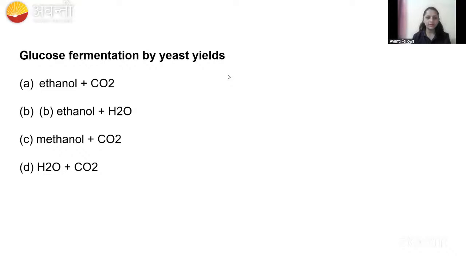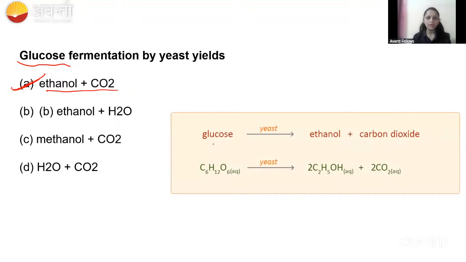Very good. I got the answer in the chat box. If anyone left out, you can give me the answer in the chat box, guys. The correct answer is ethanol plus carbon dioxide, right? What is the yeast actually doing, guys? Yeast will break down this glucose into ethanol and carbon dioxide. So here you can see glucose is converted into ethanol plus carbon dioxide.